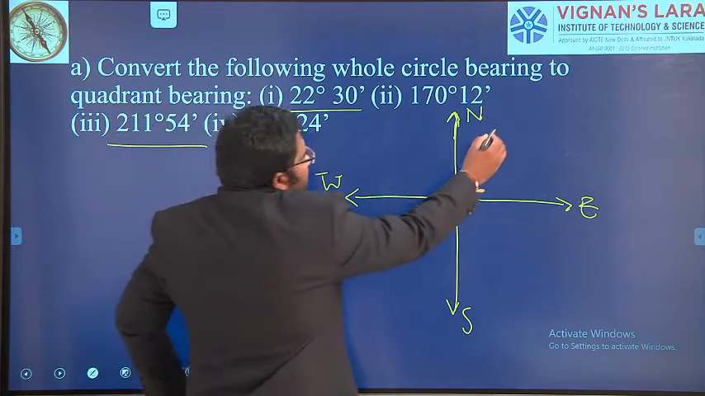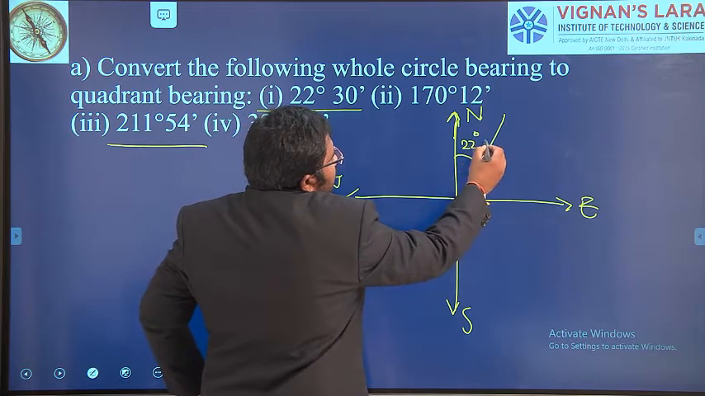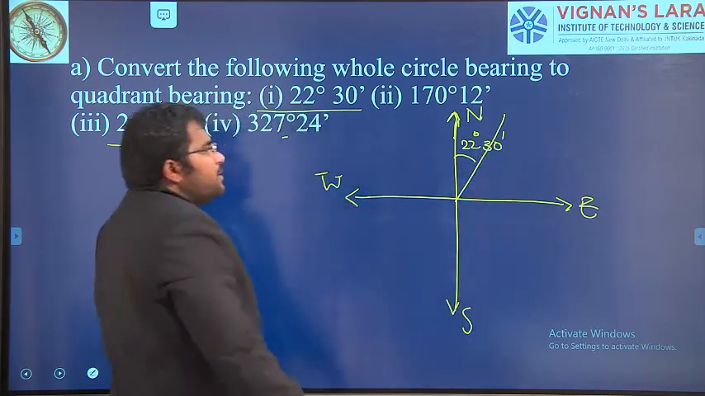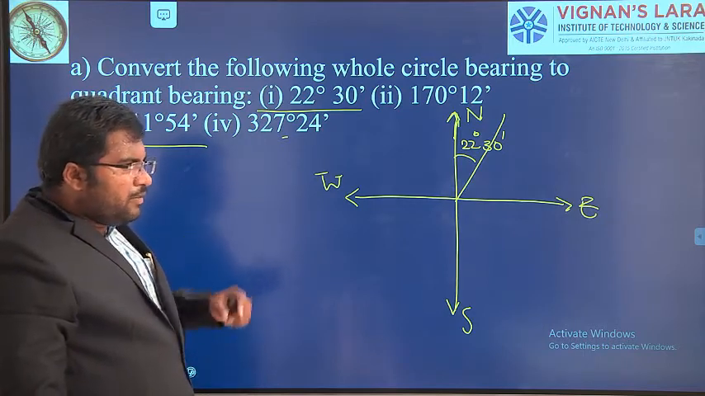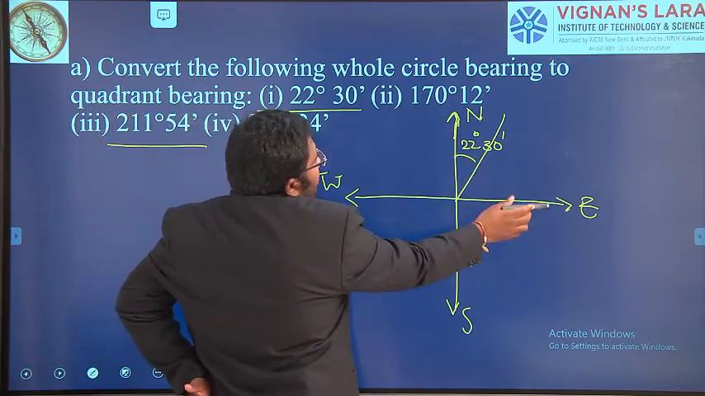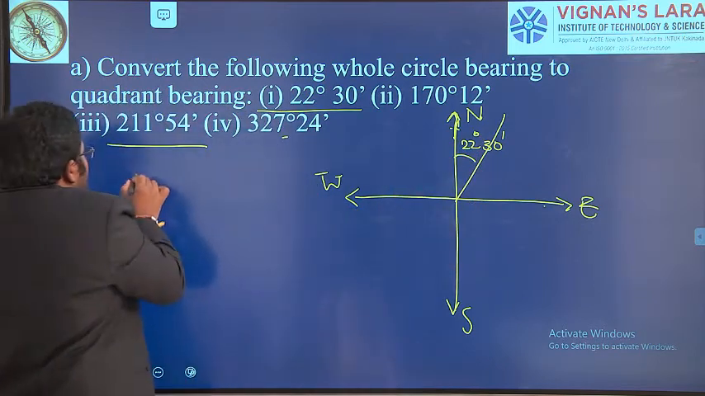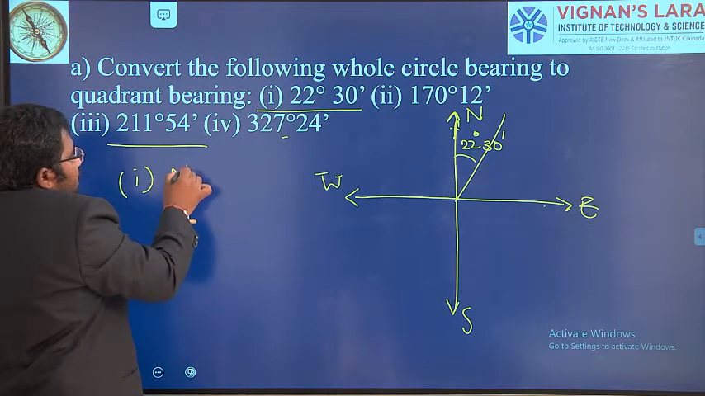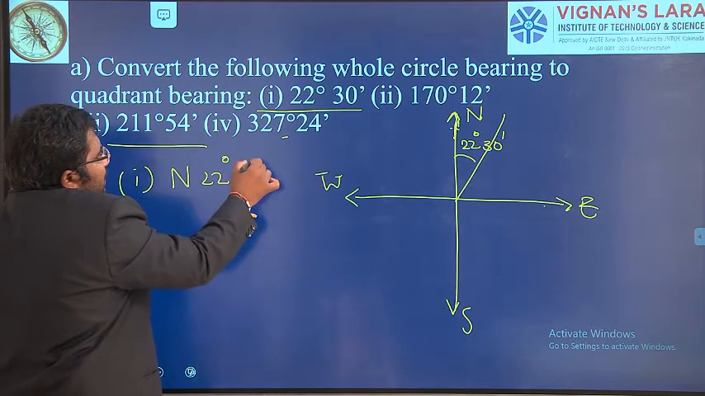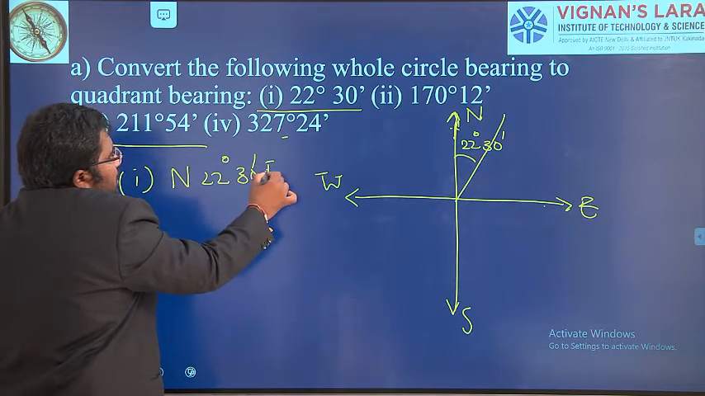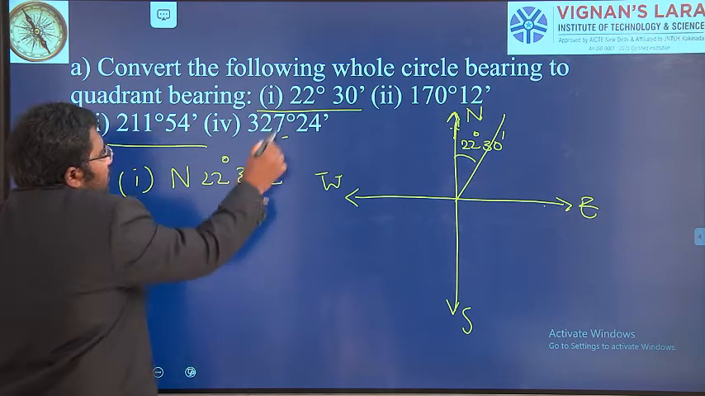So where will it come? This is the thing. 22 degrees 30 minutes. Okay. So from the table, as we understood, this angle is located between north and east. So the answer for the first question is north 22 degrees 30 minutes towards east. This is the answer for the first one.